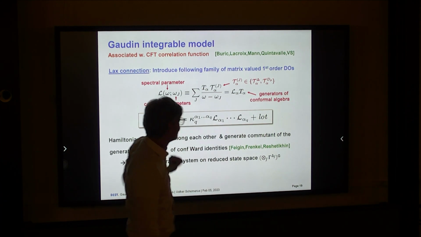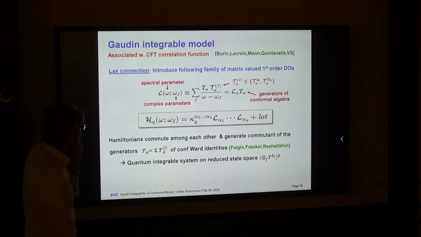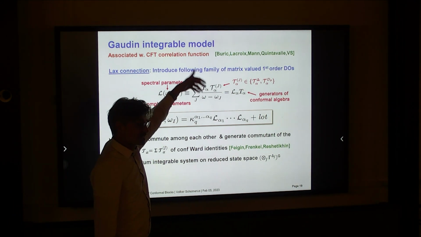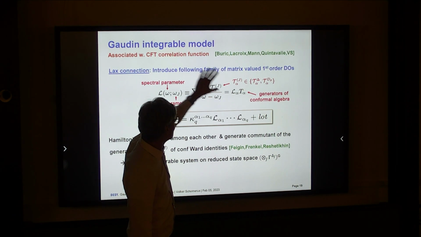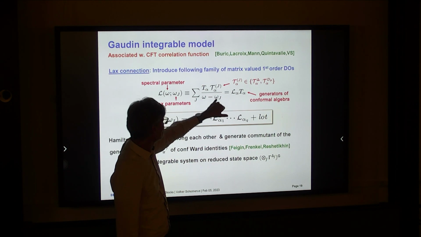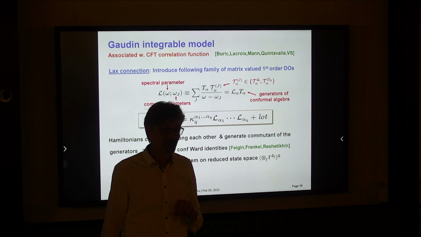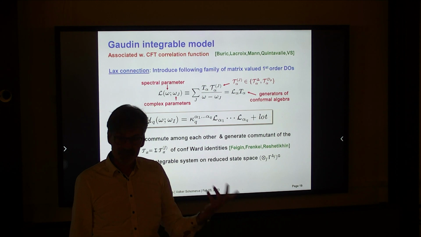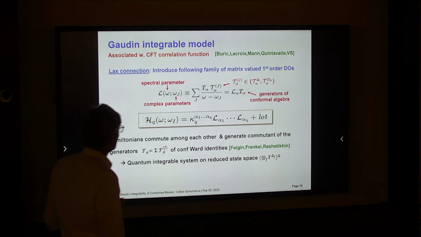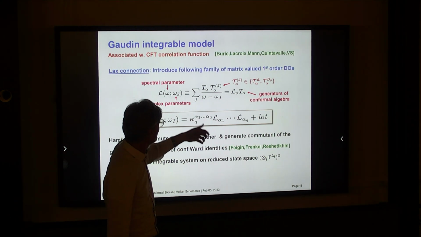So this would be, in 4D, 6 by 6 matrices. And so I built this thing. I also introduced some extra parameters, w_j or omega_j, which are some sort of inhomogeneities. That's the standard Gaudin construction.